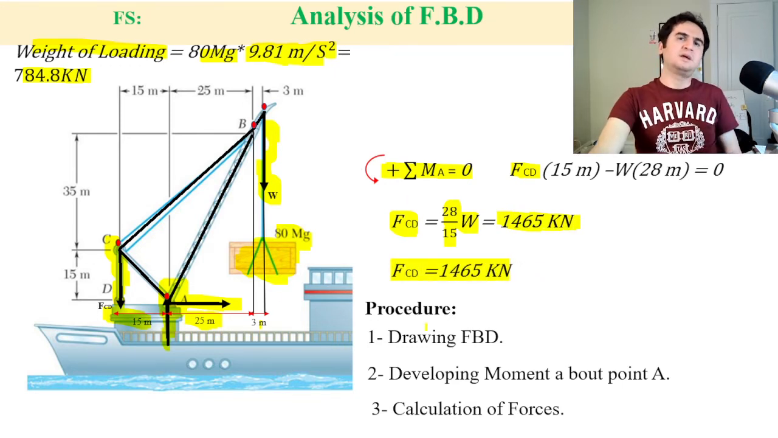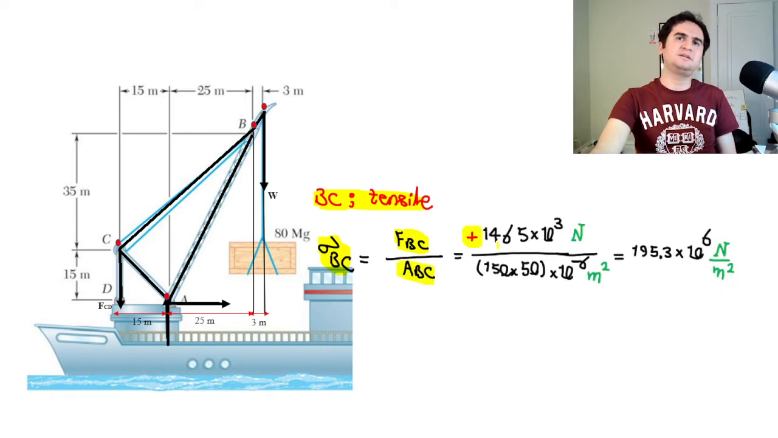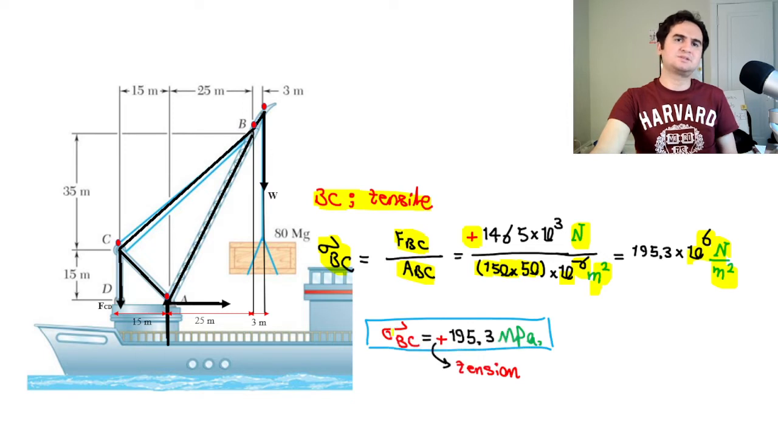As soon as we do know what FCD is, and also BC is a tensile force, sigma BC hence is the force of BC over area of BC, which we already calculated, positive because of tensile, 1465 times 10 cube Newton over 150 times 50 times 10 to negative 6 square meters, and it gives you 195.3 times 10 to 6 Newton per square meter, and that's nothing but a positive 195.3 megapascal, and the positive stands for membrane tension.